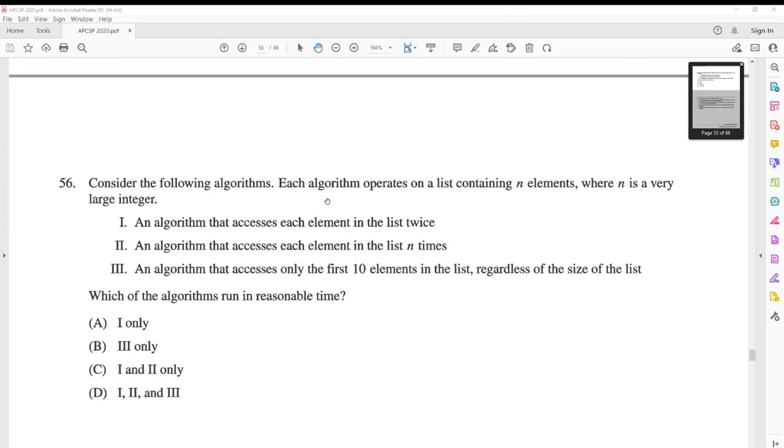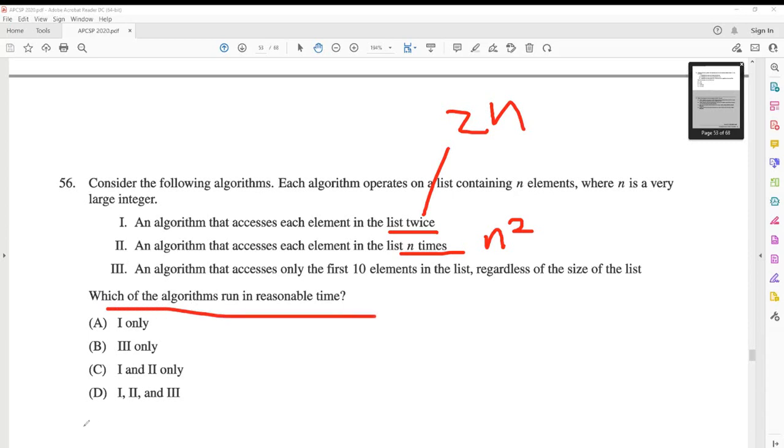Consider the following algorithms. Each algorithm operates on a list of n elements, where n is a very large integer. So you have a big list. One algorithm accesses every element twice. Another accesses every element n times. Accessing n elements n times on a list makes it an n squared algorithm. This one, twice, will be a 2n algorithm. Another algorithm accesses only the first element regardless of the size of the list. Which one is reasonable time? I would say all of them.